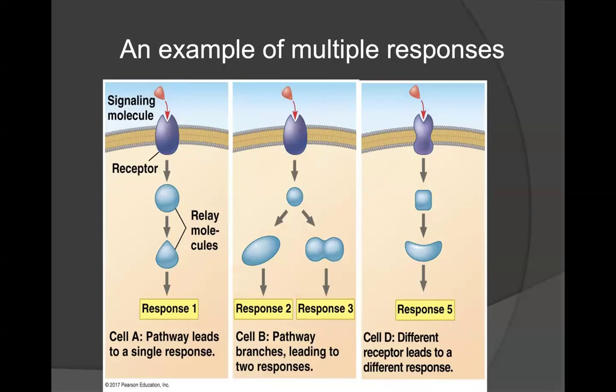And finally, here we've got an example of multiple responses that you can have from the binding of a similar signal molecule. Here we've got one signal molecule causing 4 different responses within 3 different cell types. In the first diagram, in cell A, we have the binding of the signal molecule causing the production of relay molecules to cause a cellular response. In cell B, we have a similar binding of the same molecule. However, in this case, it will activate 2 different pathways for 2 different cellular responses. And finally, in the third cell, cell D, we have the binding of the same molecule. However, it will cause a different cellular response.